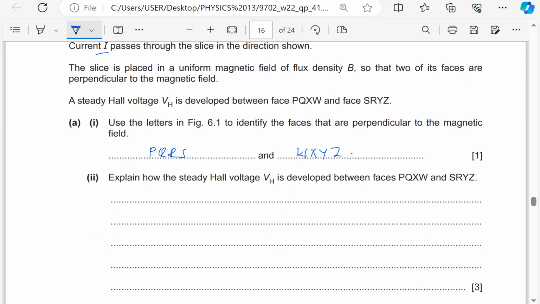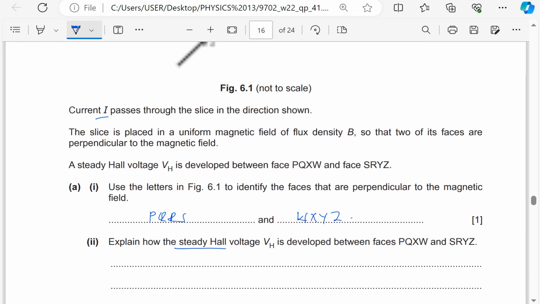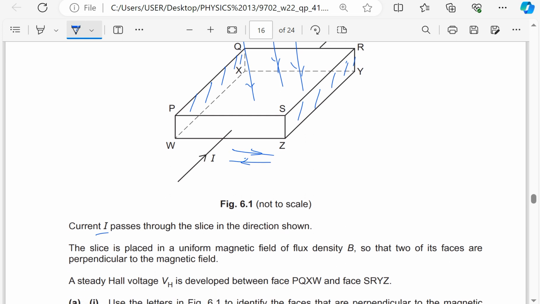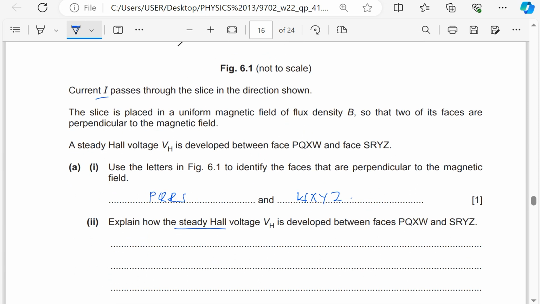Explain why the steady Hall voltage VH is developed. Steady, meaning constant, is developed between faces PQXW and SRYZ. Number one, the force on the charge carriers due to the magnetic field is perpendicular to the magnetic field, and also perpendicular to the current, by Fleming's left-hand rule. So as charge carriers are deflected onto either PQXW or SRYZ, an electric field is set up, so a Hall voltage is set up. But this Hall voltage becomes constant when the electric force and the magnetic force on the charge carriers are equal and opposite.